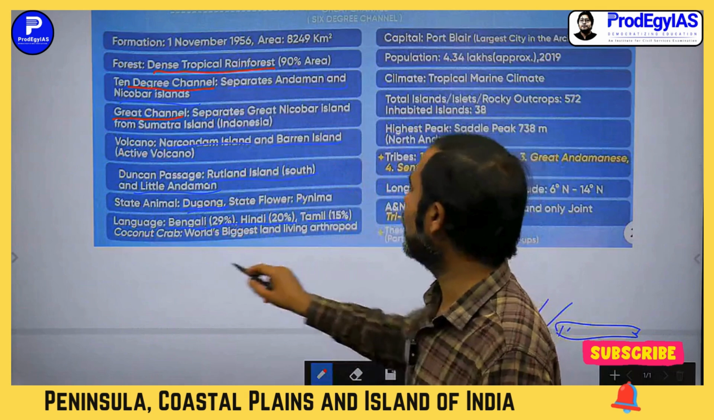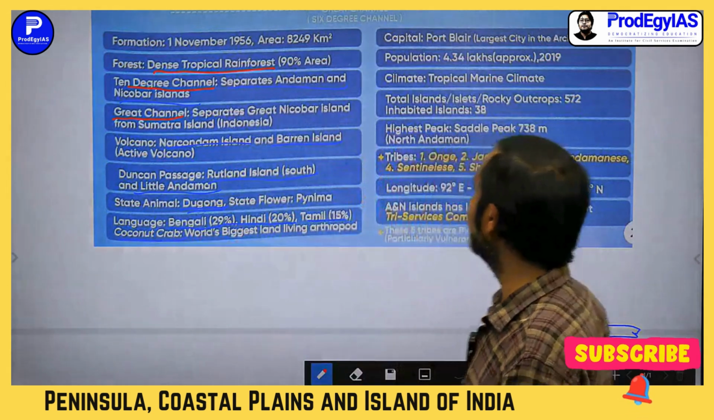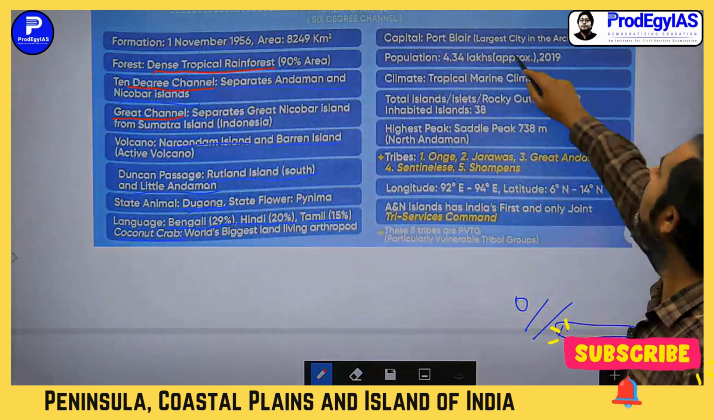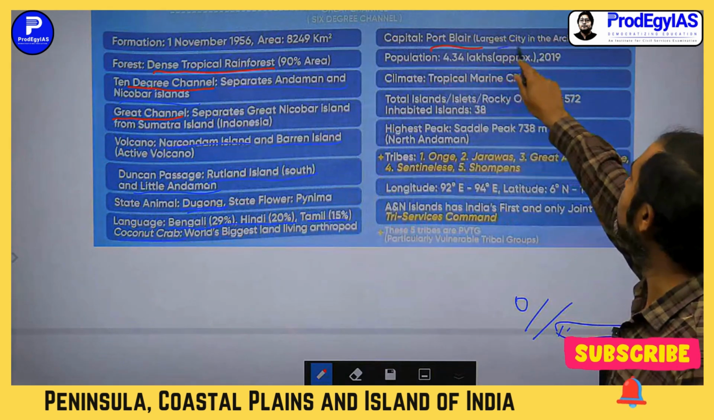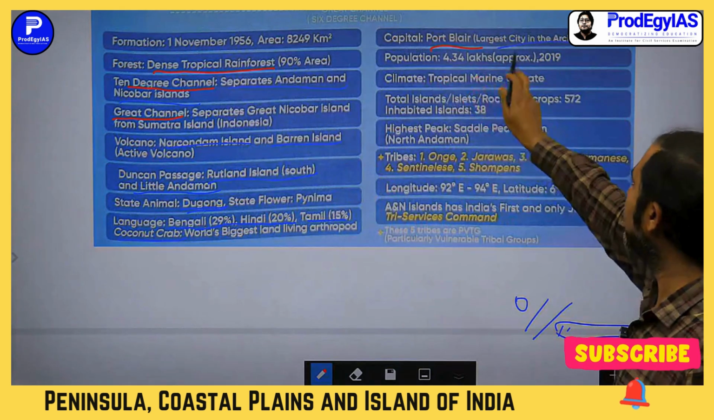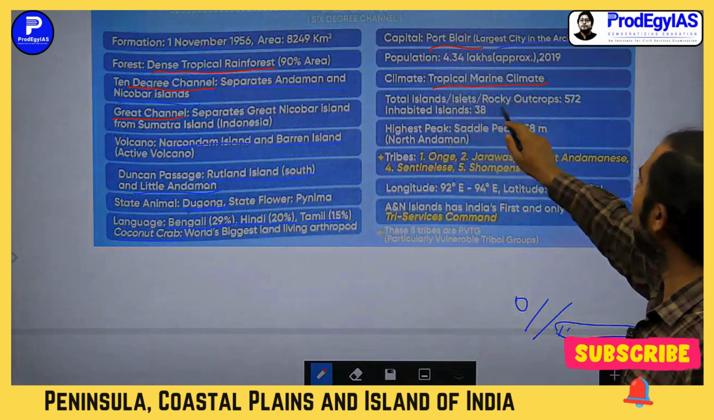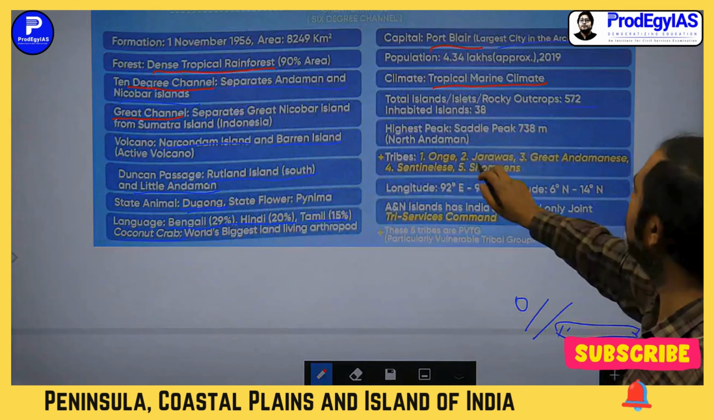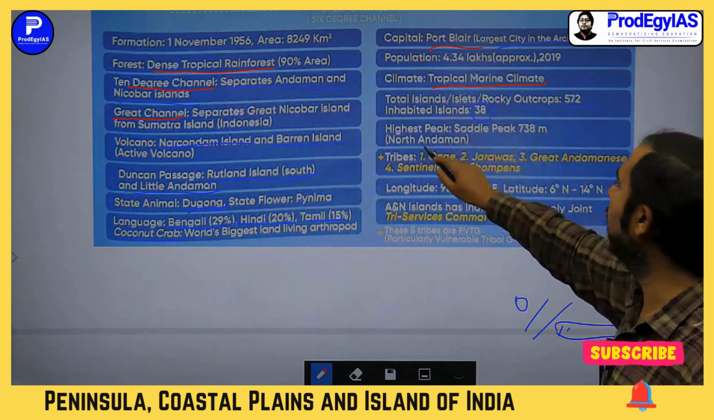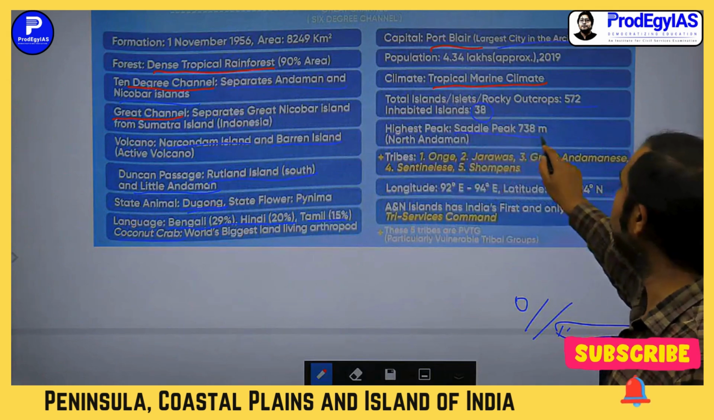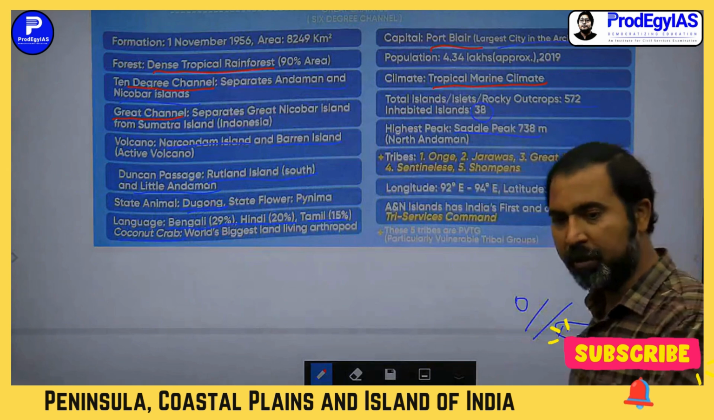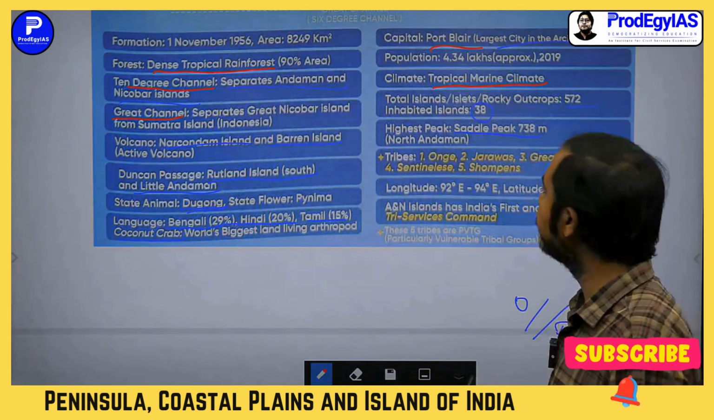Coconut crab is found over here. What's the biggest land-living arthropod? The capital is Port Blair, the largest city in the archipelago. Population is like this. Climate is tropical marine. Total islands are around 572; inhabited islands are 38. The highest peak is Saddle Peak. One more important peak is Mount Thuillier in Nicobar.